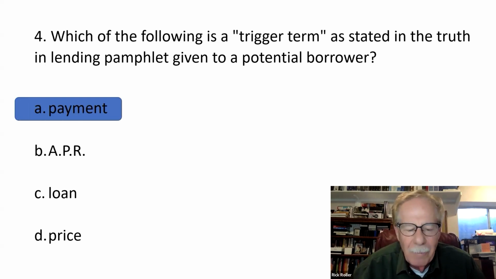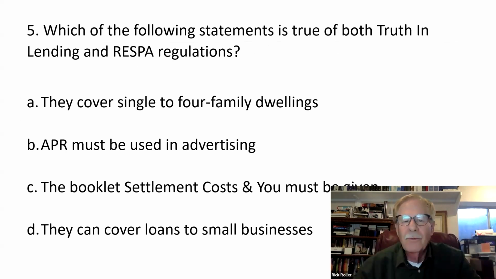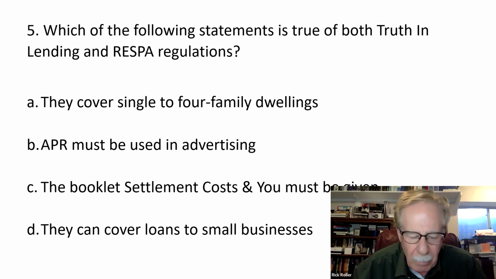Thank you. Let's go to number 5, please. Number 5 says, which of the following statements is true of both Truth in Lending and RESPA regulations? In other words, there's an overlapping between those two federal laws to where both of them kind of say, well, you better do this. Okay. Well, let's look at our potential answers.